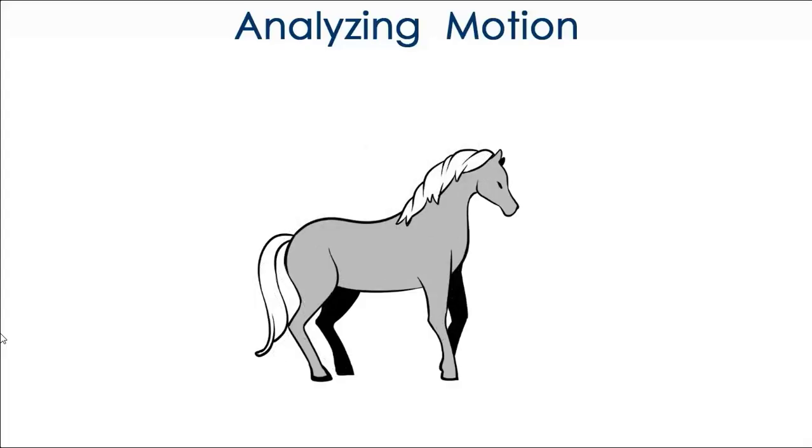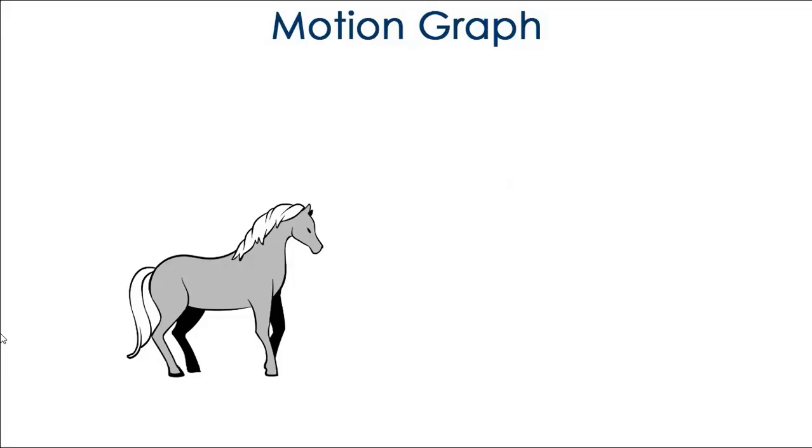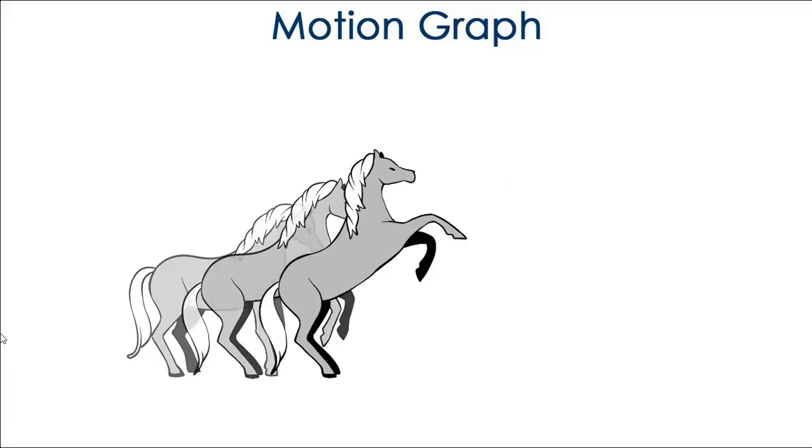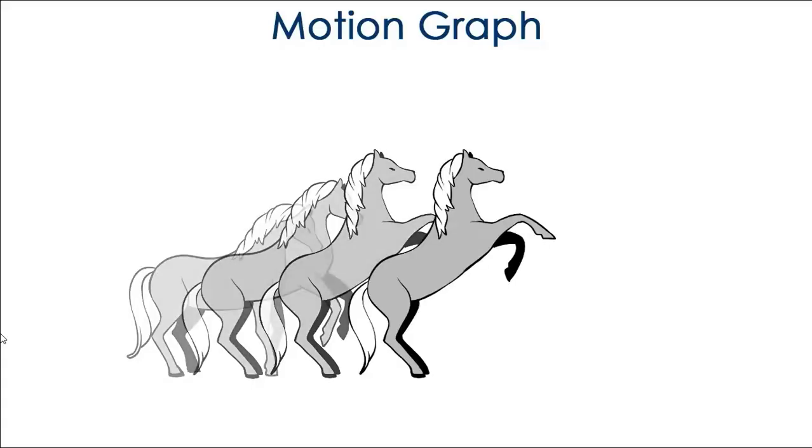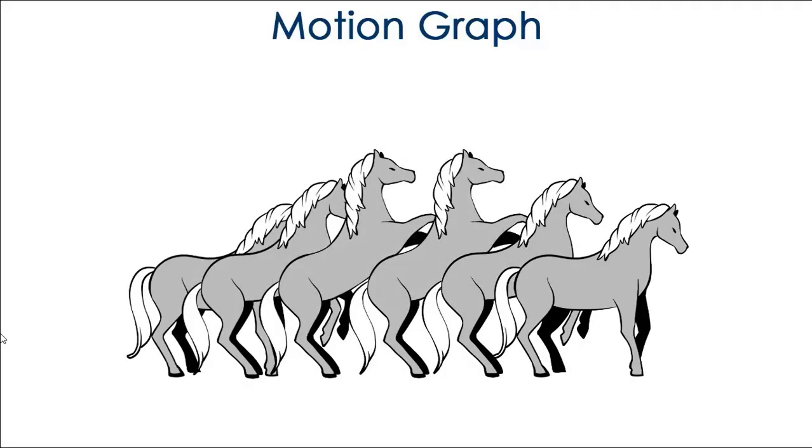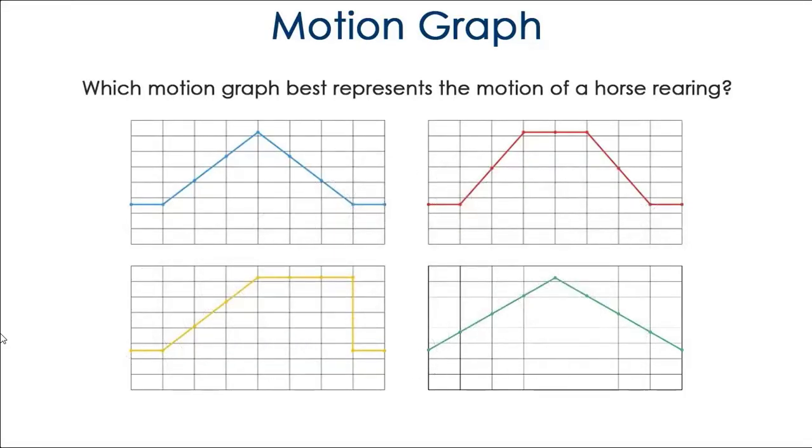Suppose you want to replicate the motion of a horse rearing up onto its back legs as shown in the video. The horse's front hooves begin on the ground, then move up to the top of the motion. The horse remains in the upright position momentarily, and then the front hooves return to the ground. Which of these motion graphs do you think might be used to best represent the motion of the horse's head and chest?